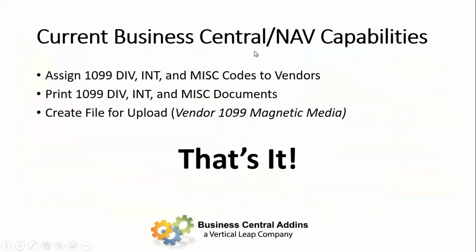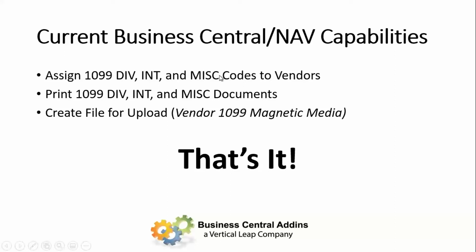So what is it that the current version of Business Central can do? You can assign 1099 DIV. This is today. This is for all versions of NAV back to version 1.0 in 1994, and up until today, if you don't have the update. You can assign 1099 DIV, INT, and MISC, the various different codes 1 through 16 today, and you can assign them to vendors, and that will automatically pass the code on to posted transactions.